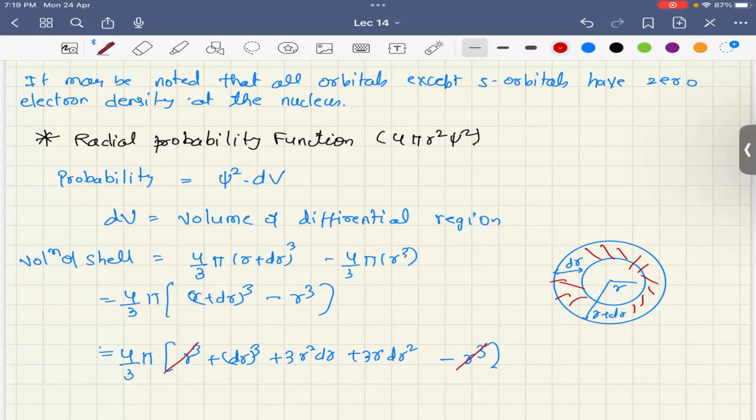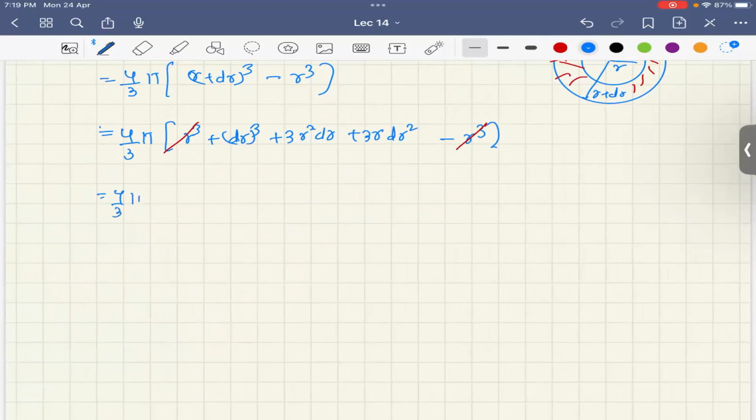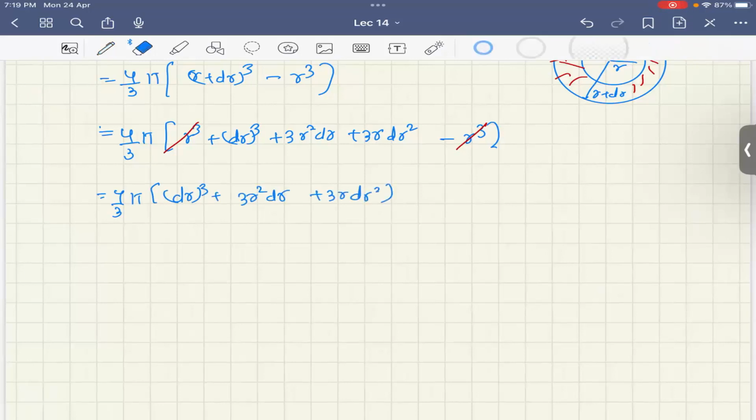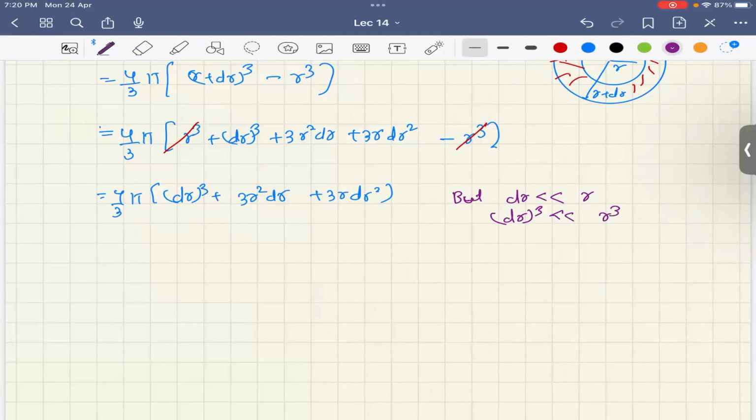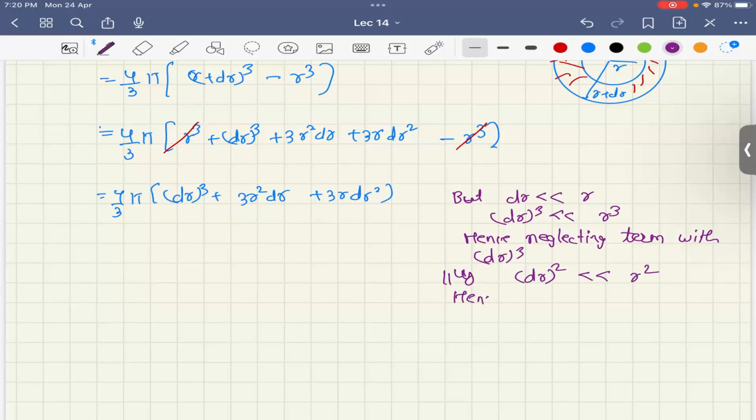So cancelling out this term and this term, we are left with 4 by 3 pi times dr cube plus 3r square dr plus 3r dr square, right? But dr is very small compared to r, hence dr cube is very small compared to r cube. Hence we neglect the term with dr cube. Similarly, dr square is very much less than r square, hence we neglect the term with dr square.